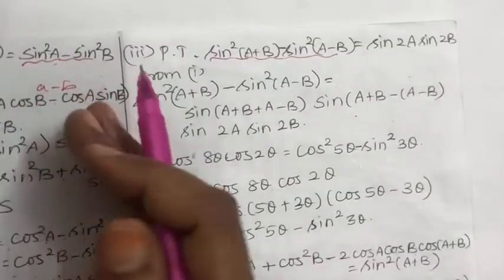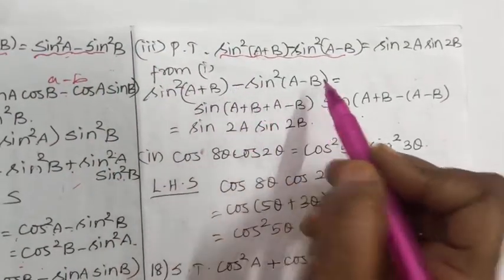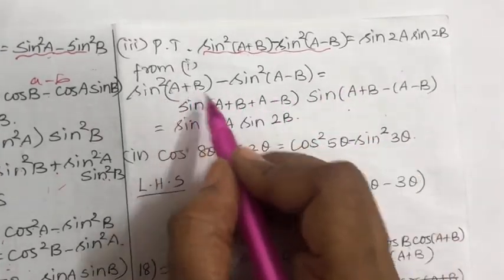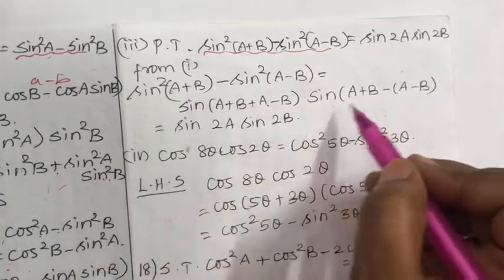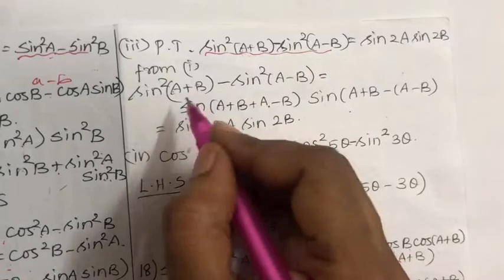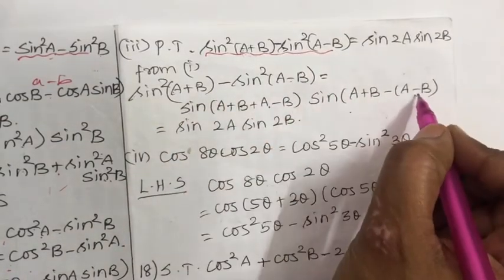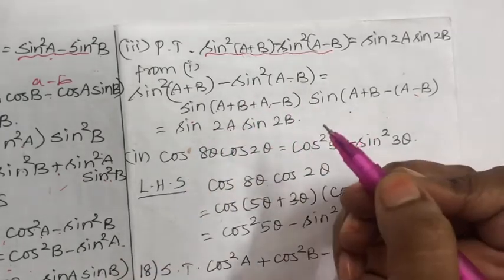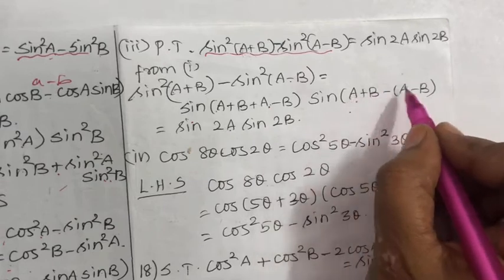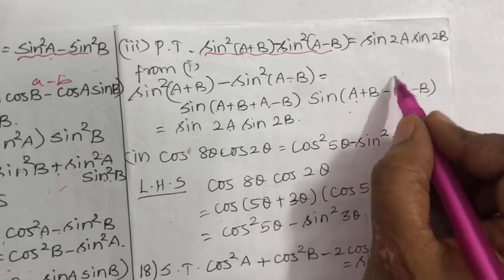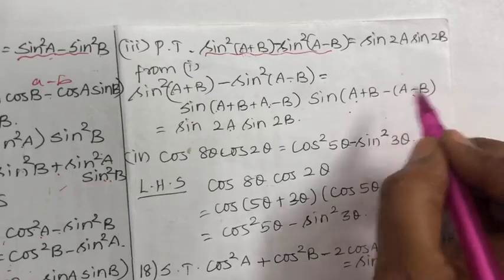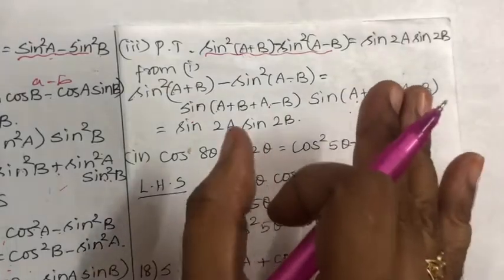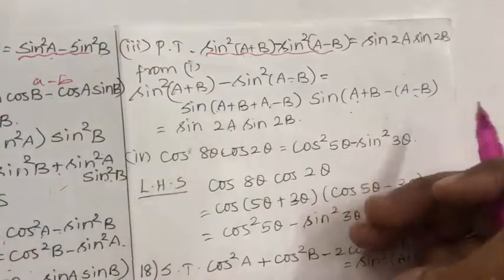So here sin square (A plus B) minus sin square (A minus B) is equal to sin of (A plus B) plus (A minus B) into sin of (A plus B) minus (A minus B). So A and A, that is 2A, and B minus B will get cancelled. Similarly here A minus A will get cancelled, B minus of minus is plus, so B plus B is 2B. So sin 2A sin 2B. Here to prove the third result we are using the first one.